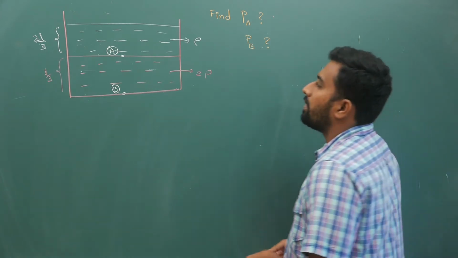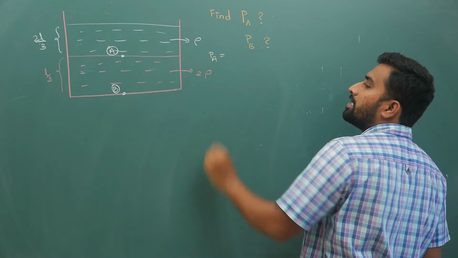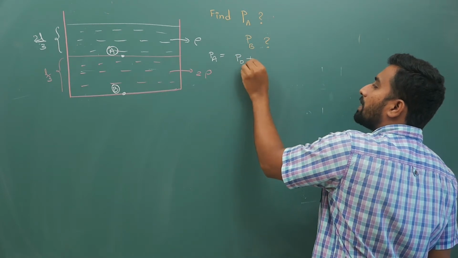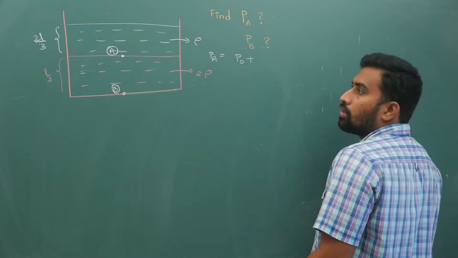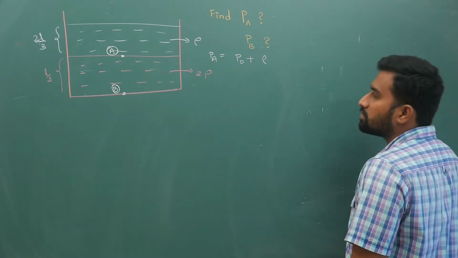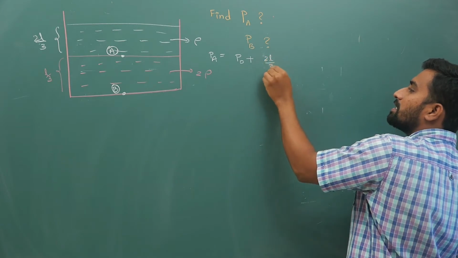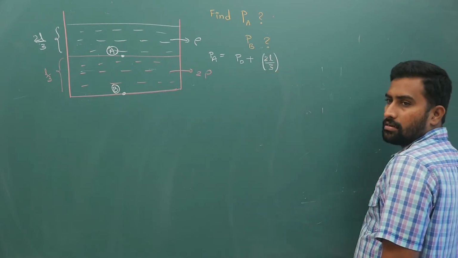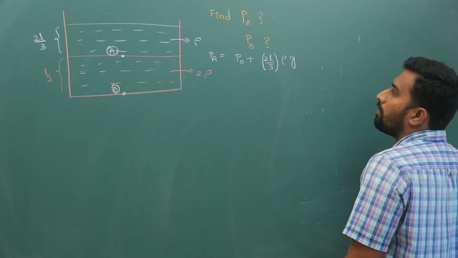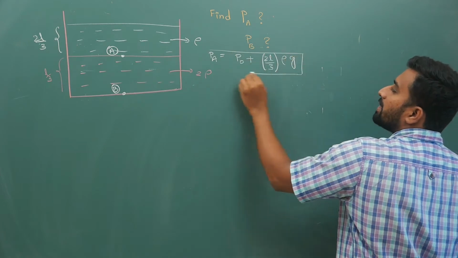If you are doing it correctly, your pressure at this point A is atmospheric pressure P0 plus the pressure due to the liquid, that is H rho G. So P0 plus H rho G, where H is 2L by 3, times rho into G. This is your first answer: the pressure at point A.